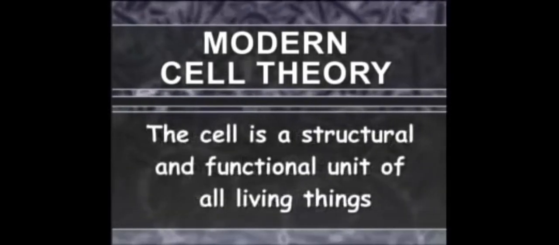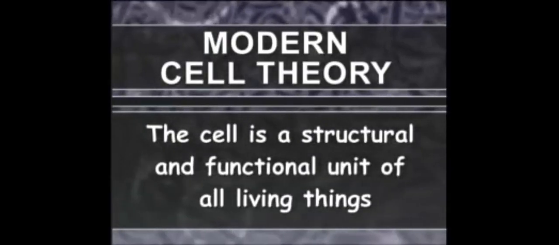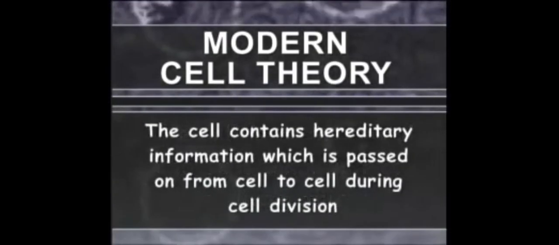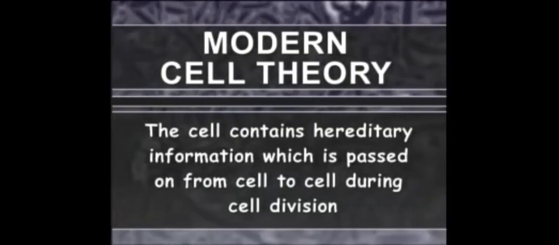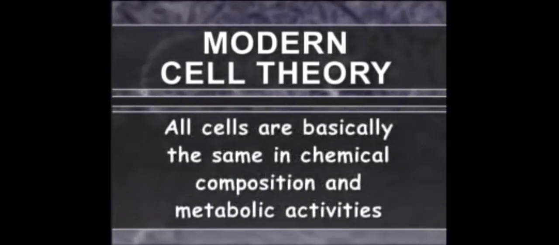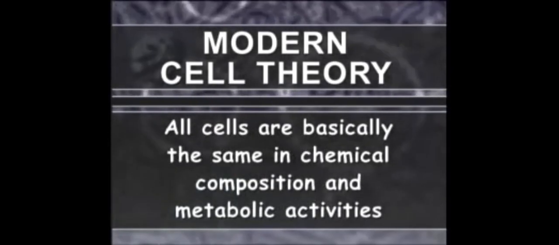The cell is a structural and functional unit of all living things. The cell contains hereditary information, which is passed on from cell to cell during cell division. And all cells are basically the same in chemical composition and metabolic activities. Cell biologists still cannot describe all the details of how cells produce the quality we call life. But recent research in genetics, developmental cell biology, immunology, and neurobiology have led to great strides in understanding structures, functions, and evolution of the cell.